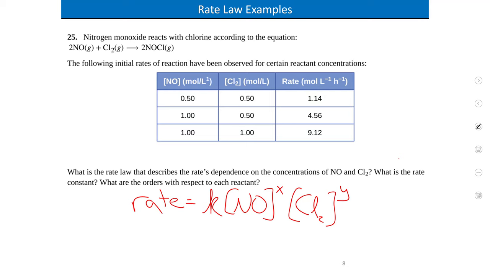I didn't have to do it in the order that I did. It just would have been 1 over 4 is equal to 0.5 to the x. X is still 2 in both cases, but now you have to think in fractions. And then again, once I have x and y, pick any of the three lines. Plug in everything, solve for k.